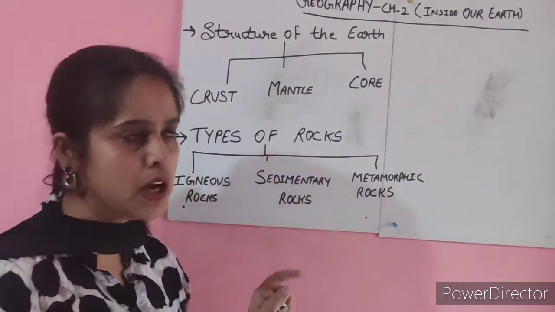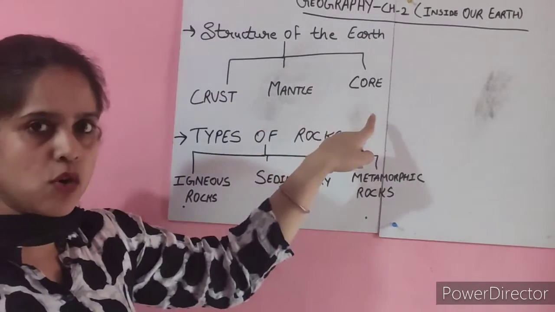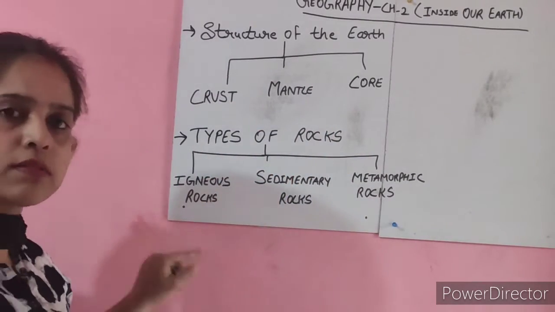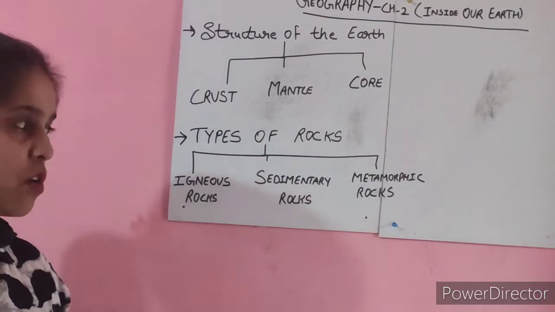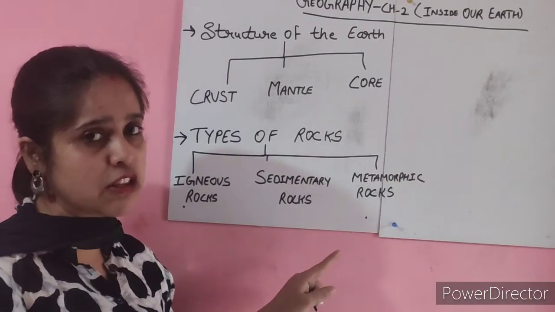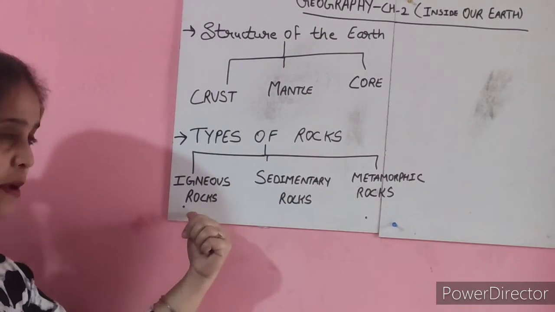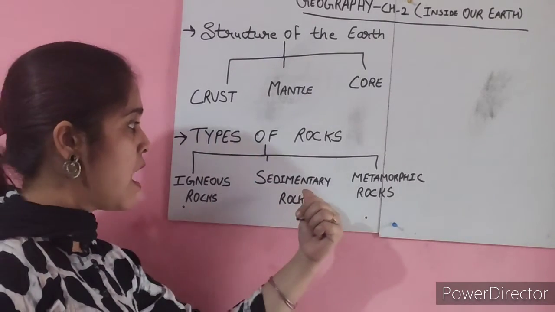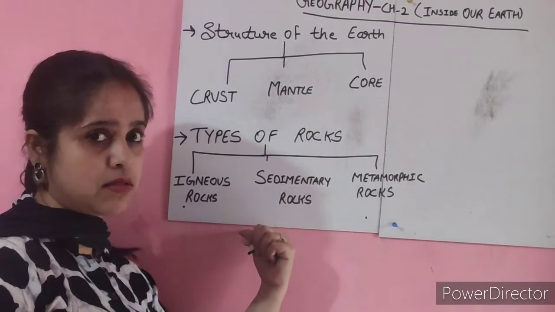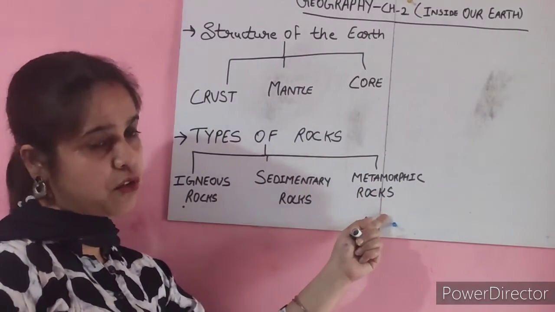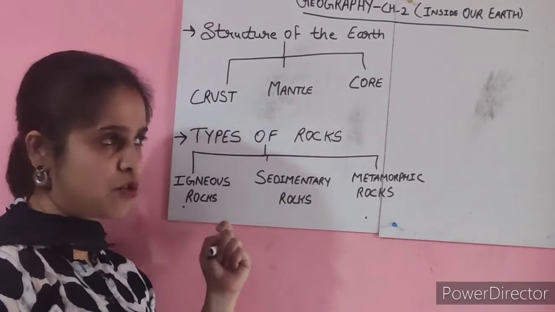rocks. Clear? We did structure of the earth, crust, mantle and core. We did types of rocks, igneous rocks, sedimentary rocks and metamorphic rocks. We discussed all these 3 types of rocks. We discussed which is the primary rock. We discussed how are these rocks formed from igneous rocks, and then we discussed how are metamorphic rocks formed from either sedimentary or igneous rock.